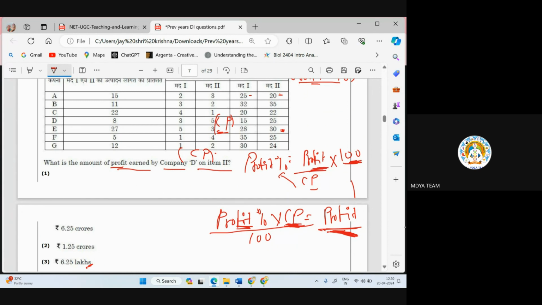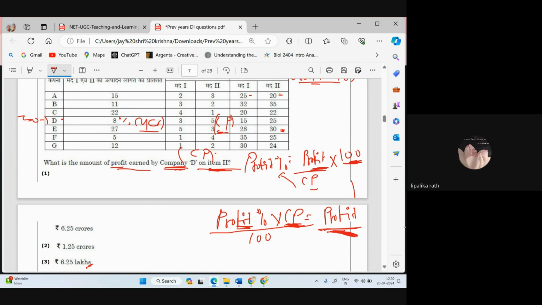First, we will calculate this cost price. So we are focused on item 2 produced by this company D. So we will calculate the cost price, or the amount of money that company D utilized on production of item 2. So first, how much money did company D use on production of both item 1 and item 2? 8% of 50 crore. 4 crore. Everybody got this value of 4 crore?